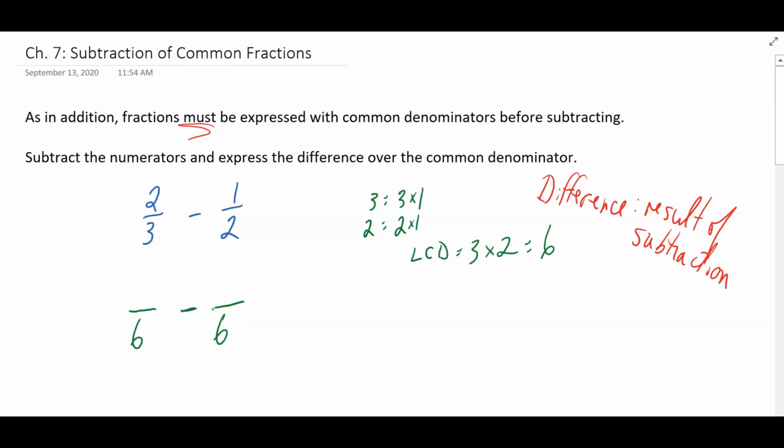Okay. Now, what does 3 get multiplied by to equal 6? Well, it's multiplied by 2, so I should multiply this by 2 also. And what does 2 get multiplied by to equal 6? Well, it's multiplied by 3, so I should multiply the 1 also by 3. And now we can do the subtraction. Keep it as sixths, and we do 4 subtract 3, so this is 1/6.